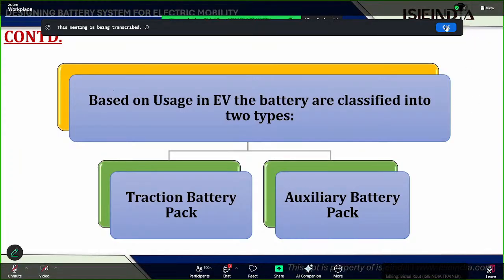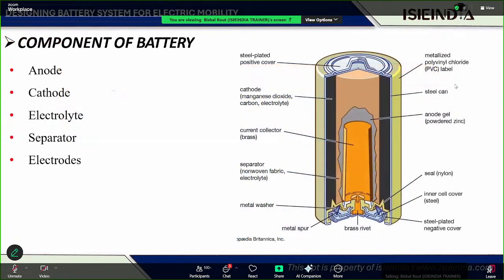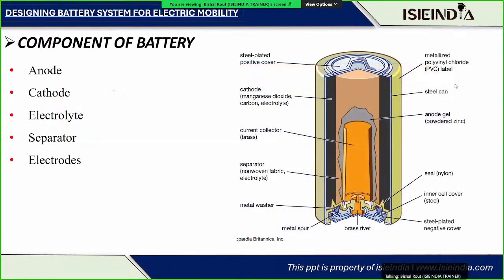But yes, that battery pack capacity is a bit high, right? The components of a particular cell are anode, cathode, electrolyte, separator, and electrode. We had already understood this in our previous workshops, right? Anode is where oxidation takes place. Cathode is where reduction takes place.